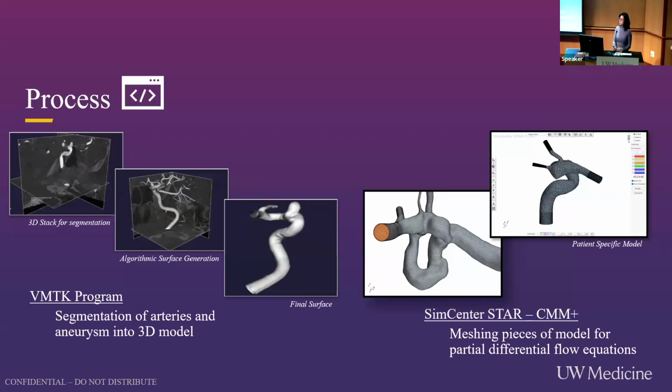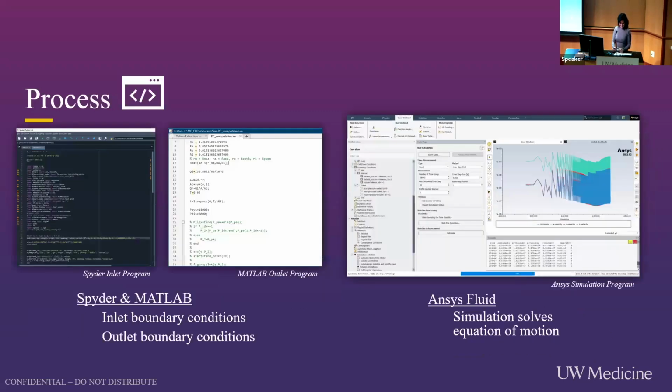So what does the CFD process look like? To start, we utilize a program called VMTK, which creates a three-dimensional model from patient images of their arteries and aneurysm or aneurysms. Once we have our segmented model, we use the STAR program to mesh it into sections for our computers to calculate the partial differential flow equations. I know that's an intimidating concept as well, but thankfully the computers deal with that.